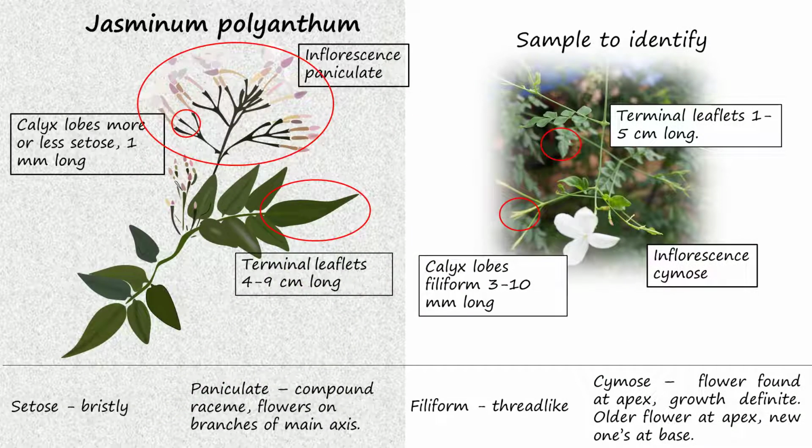Jasminum polyanthum differed from the sample as its calyx lobes are more or less setose, about 1 mm long, whereas in the sample, the calyx lobes were filiform, 3 to 10 mm long. In addition, Jasminum polyanthum had terminal leaflets 4 to 9 cm long, whereas in the sample, the terminal leaflets are about 1 to 5 cm long. And the inflorescence of Jasminum polyanthum is paniculate, whereas the sample has cymose inflorescence. Paniculate inflorescences are branched and have continuous growth. Cymose inflorescence has a flower at the apex with definite growth.